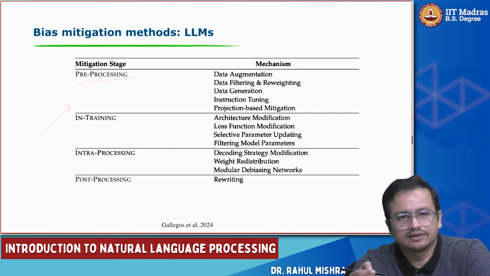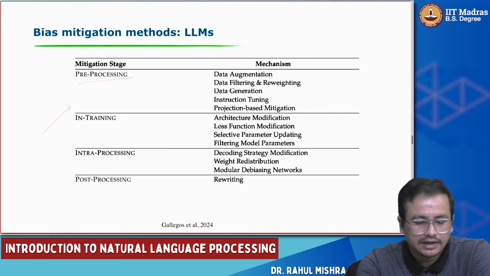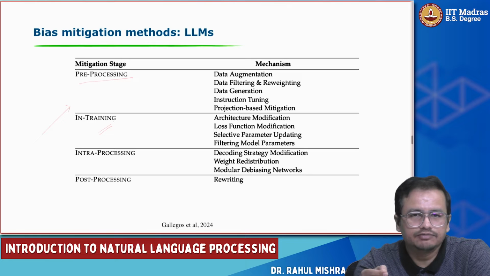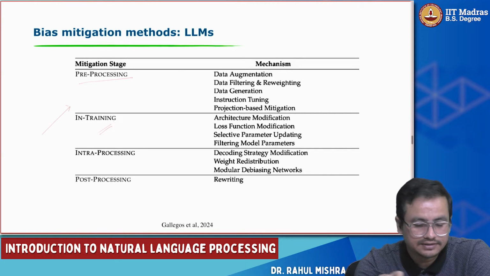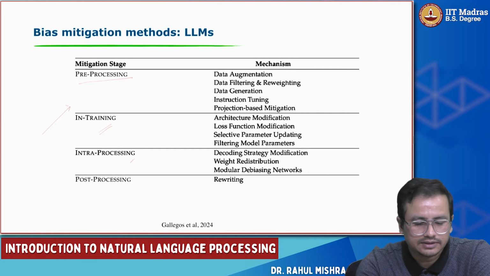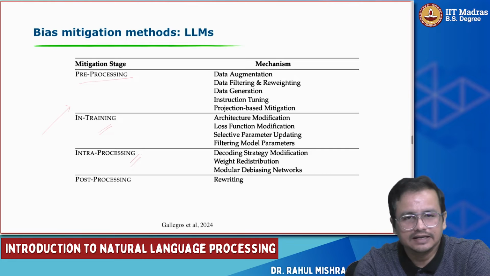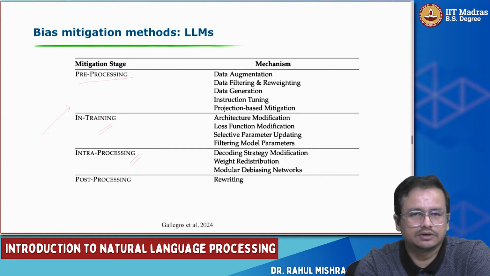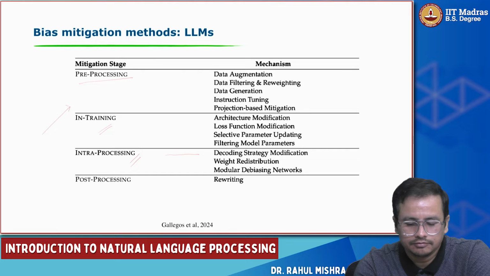change the data set itself to debias. Then in-training, where during the time of training, or in the model itself, we are trying to tweak something so that the resultant output is debiased. And it could also be intra-processing, where after training we are not changing the weights or the parameters, but we do some sort of analysis. After the training, we do some kind of transformation which will debias the output, which will debias the model. And then post-processing, so you rewrite something.